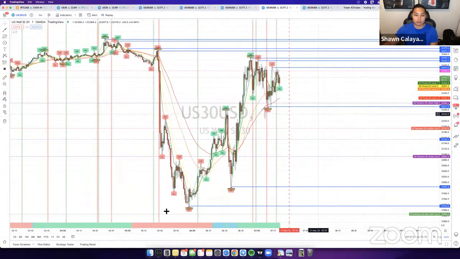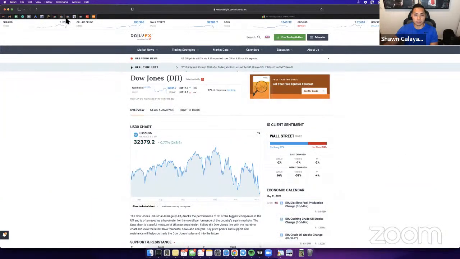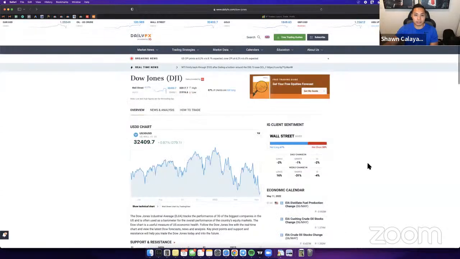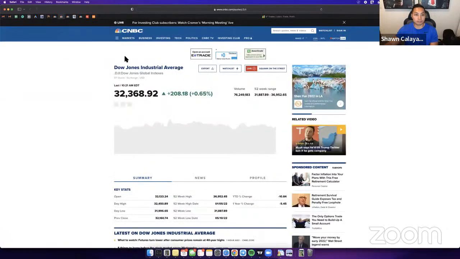So currently right now, no bias because they don't align. Until this turns red over here, I'm not looking to take any trades at all. My main bias is going to be retail sentiment because I want to trade opposite of everyone else. Everyone here is buying, so I definitely want to sell, but I'm not waiting to take any trades until this here drops back down.